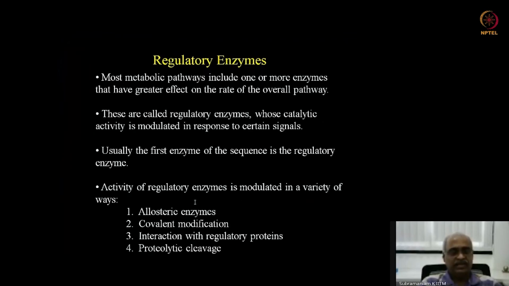So they are regulated in 4 different ways listed here. A set of enzymes called allosteric enzymes have a characteristic regulation. We will consider them in some detail. Some of them are covalently modified to be active or inactive. Some interact with other proteins that regulate them. And some undergo proteolytic cleavage before becoming active. So first let us look at the allosteric enzymes.